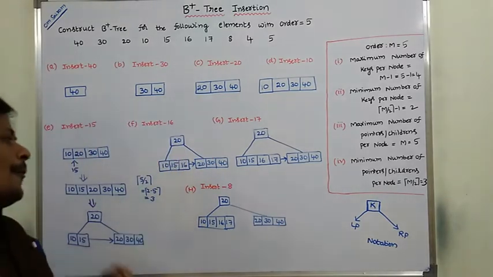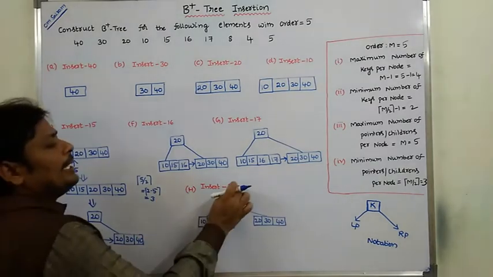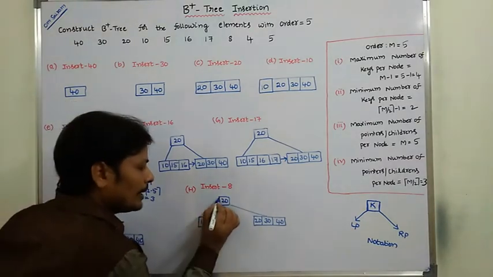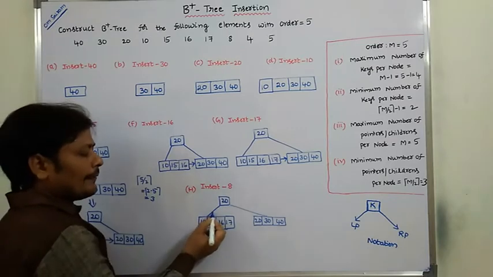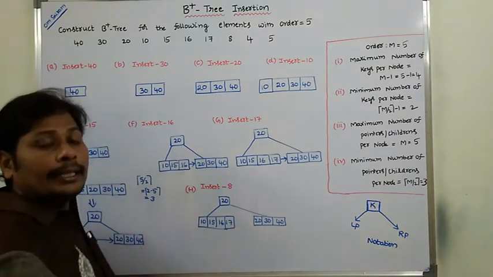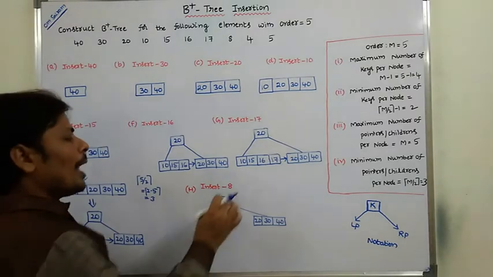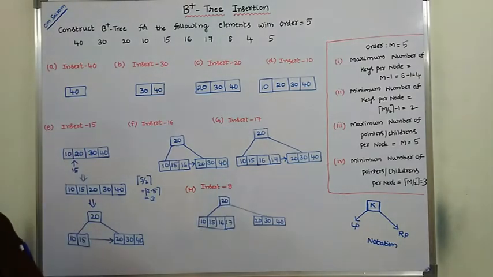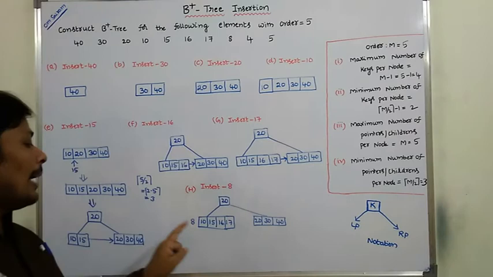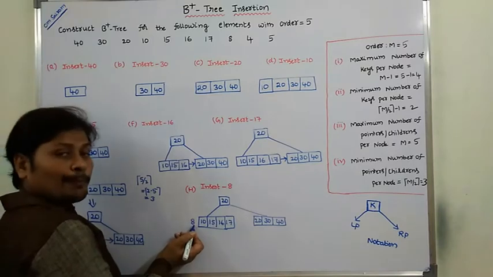Now, first we have to find out the location of where we are inserting 8. 8 is compared with 20, so 8 is less than 20. So go to the left pointer of 20. The left pointer points to a left subtree. So the left subtree contains a node that contains 4 key elements, that is 10, 15, 16, 17. Okay, now 8 is compared with 10. It is lesser. Now 8 can be inserted to the left of 10.